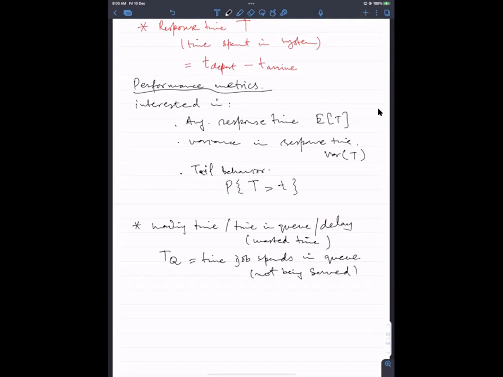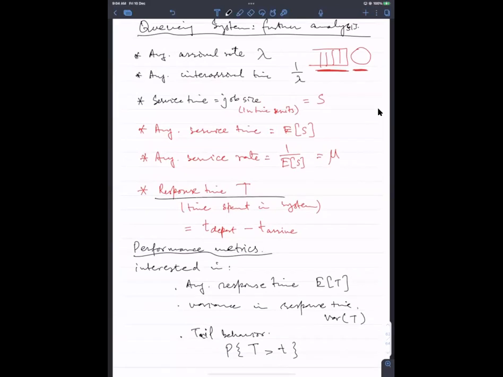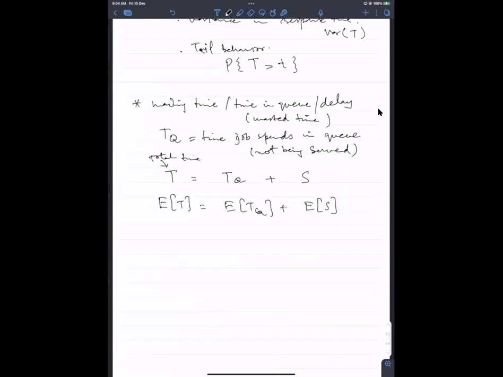Not being served. ये अभी सर्विस नहीं हो रही है आपको. So you can see that the total time that you spend in the system would be equal to TQ, जो क्यू में लगता है, और सर्विस टाइम जितना होता है. And of course, if you take the expected values of both sides... So this is your total time. टोटल टाइम जितना आपको सिस्टम के अंदर लगा, ये देखिए हमने डिफाइन किया हुआ था रिस्पॉन्स टाइम, टोटल टाइम स्पेंड इन द सिस्टम, कि जब आप सिस्टम में आए और आने के बाद आपने डिपार्ट किया, दोनों टाइम्स के दरमियान डिफरेंस. This is the queuing time, and this is the service time.